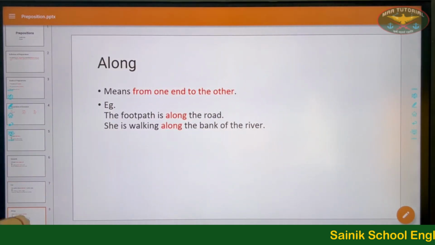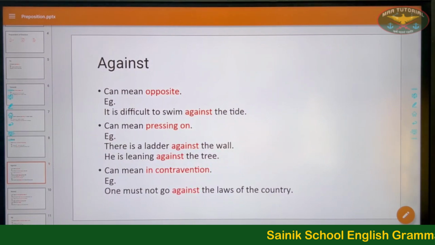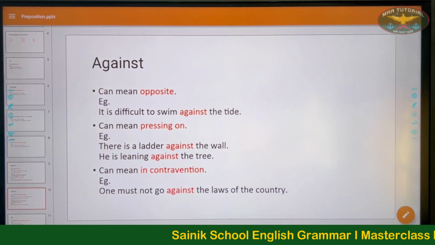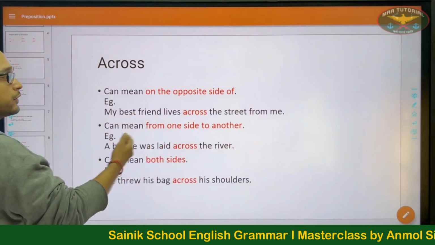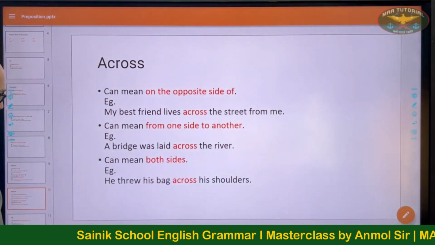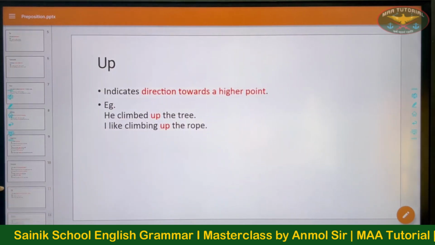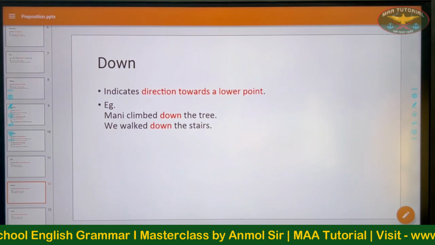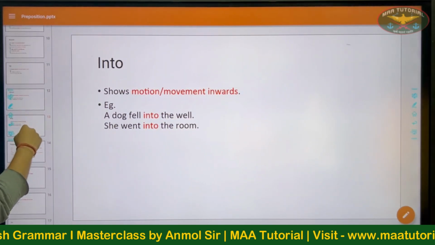along means from one end to the other, against can mean three things: opposite, pressing on, or in contravention. Everybody say contravention. Across then can mean three things: on the opposite side of something, from one side to another, or both sides. Then we had up, which is used to tell the direction towards a higher point. Then we had down, which is used to tell the direction towards a lower point. Then we had into, which is used to show motion or movement inwards.